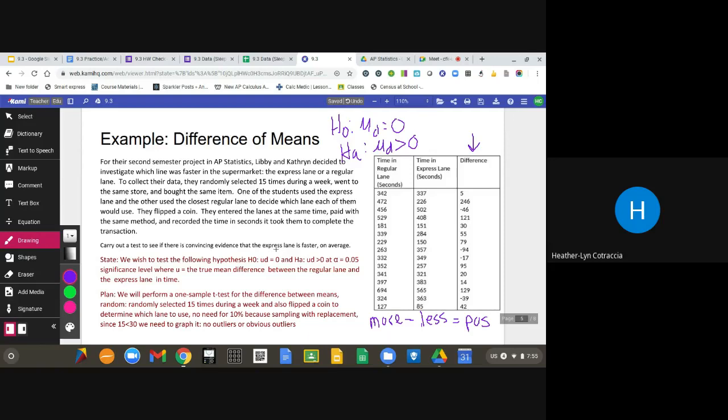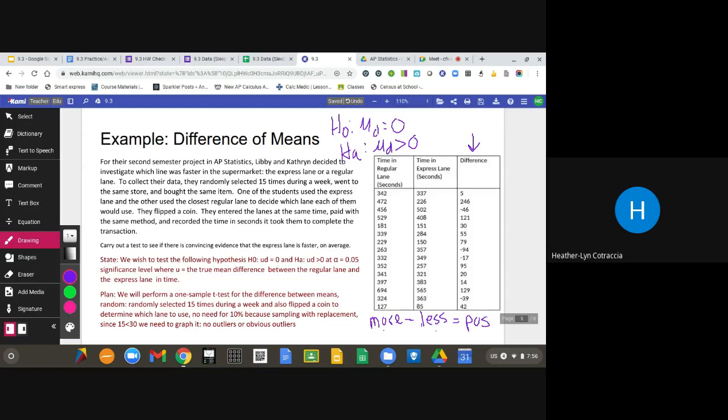Okay, so let's back up because again, this is the trickiest part of the whole thing. Other than that, it's exactly the same as the last question. So we've got our regular lane, we've got our express lane, we've got our differences. So the first one, the regular lane, they are hypothesizing that the express lane is faster. If your express lane is faster, it means you take less time to go through it. It would take more time to go through the regular lane. And if you subtract more time minus less time, you should get a positive number.